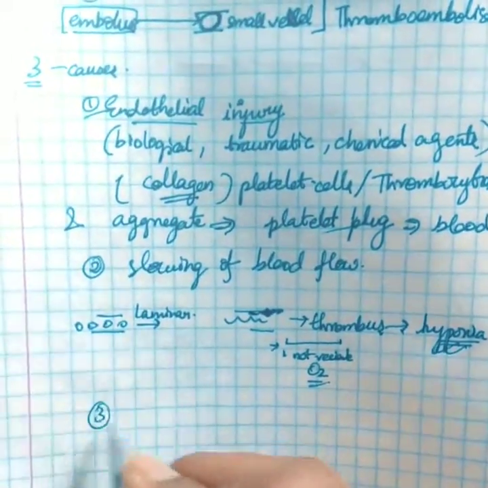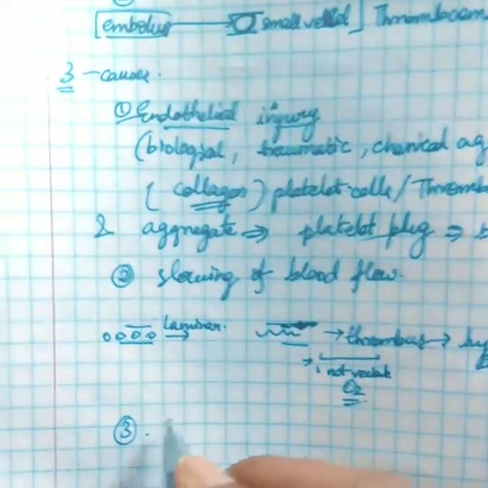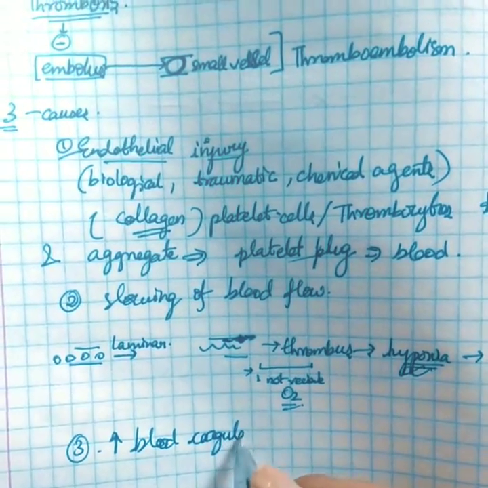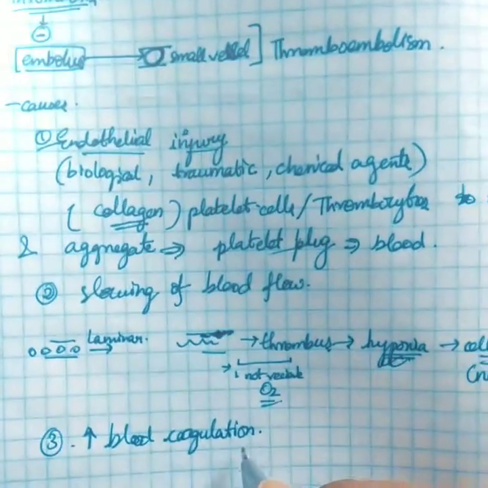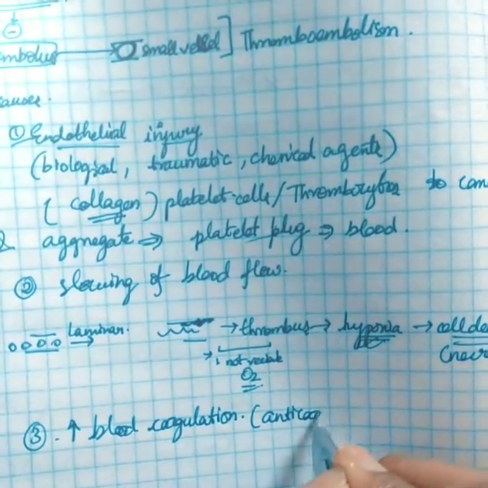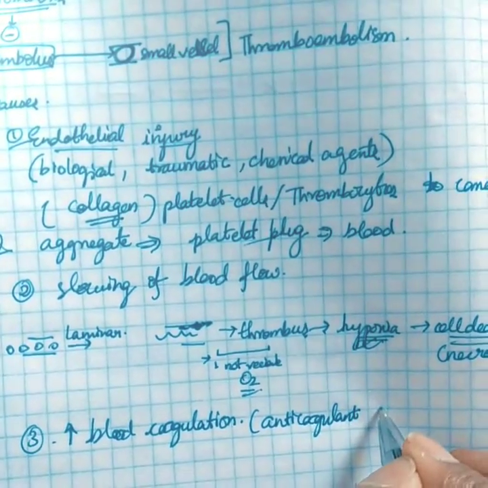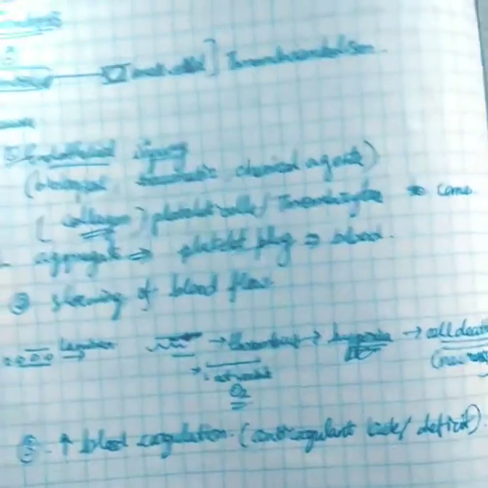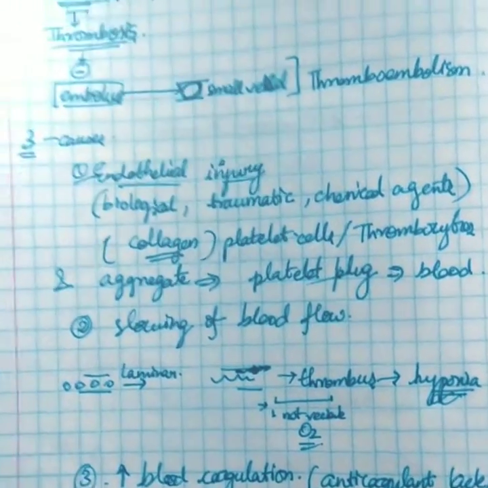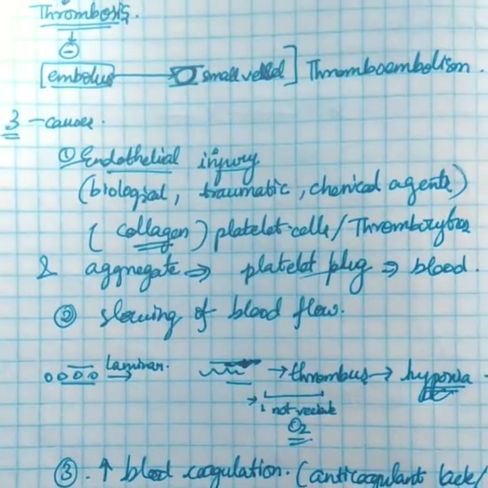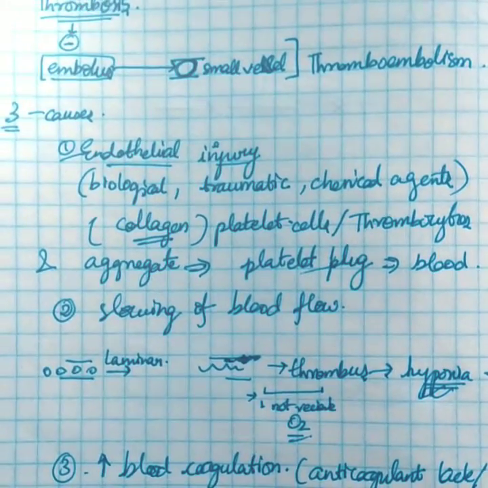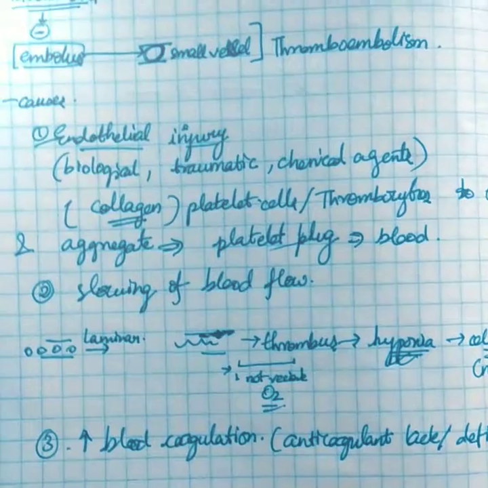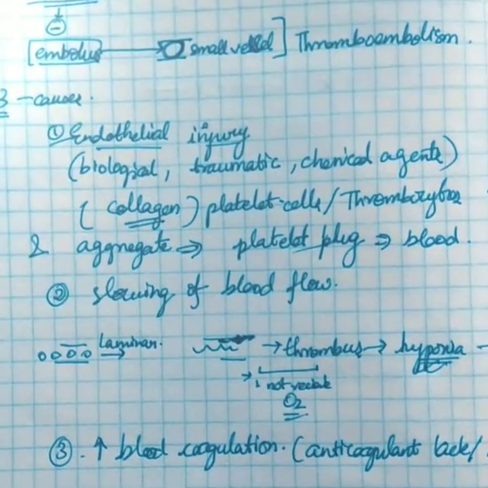One more reason for development of thrombus can be increased blood coagulation, as a result of anticoagulant lack or deficit. So these are the three reasons of thrombus formation. Now, as a result, thrombus is formed. It can break, rupture, and cause an embolus that will go and enter the small vessels of the blood stream and cause occlusion there.